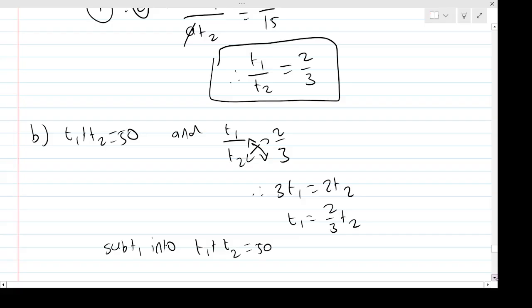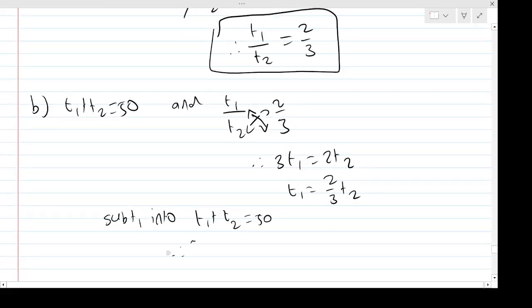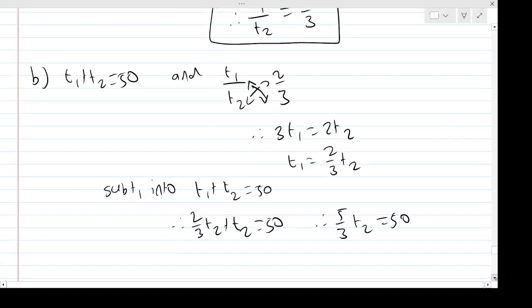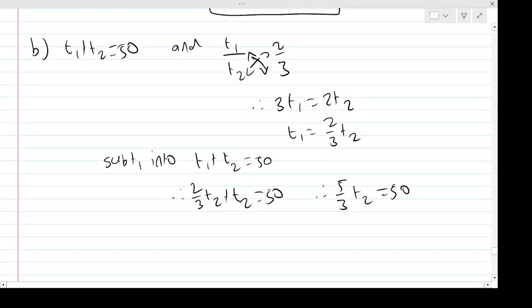Therefore, I have 2/3 T2 add T2 is 50. Well, 2/3 T2 add 1 T2, that's 5/3 T2, if I'm just collecting like terms, okay? So therefore T2 is going to be 50 divided by 5/3. If I put that in the calculator, I get 30. So T2 is 30. Cool.